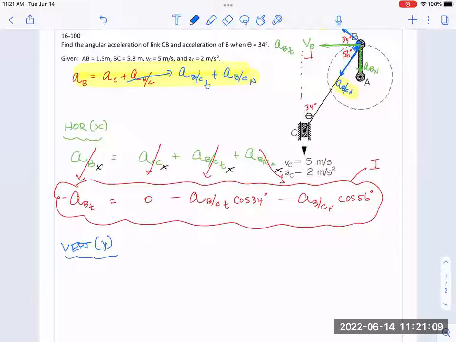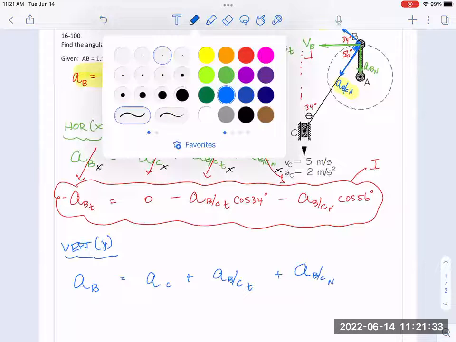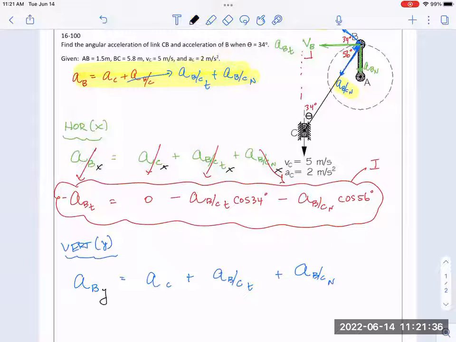Again, I've got the same issue here. I'm going to write out the same exact equation, just like we did before. Acceleration of B equals acceleration of C plus acceleration of B with respect to C tangent plus acceleration of B with respect to C normal. There's my equation. Same one we started with in the last problem, except this time I only want Y. I'm interested in what's happening in the Y direction of all of those, right? So what equation is that going to produce for us?